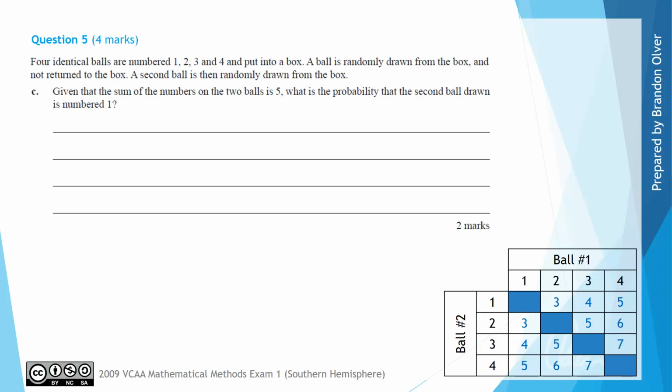So for part C, it says given that the sum of the numbers of the 2 balls is 5, so that means that our sample space is reduced to 1, 2, 3, 4 outcomes in that table that we set up before. We're now being asked what is the probability that the second ball drawn is numbered 1. So the second ball being drawn is numbered 1 is this 1 outcome out of a sample space that's now been reduced to 4 outcomes, so there's a 1 in 4 chance of that occurring.